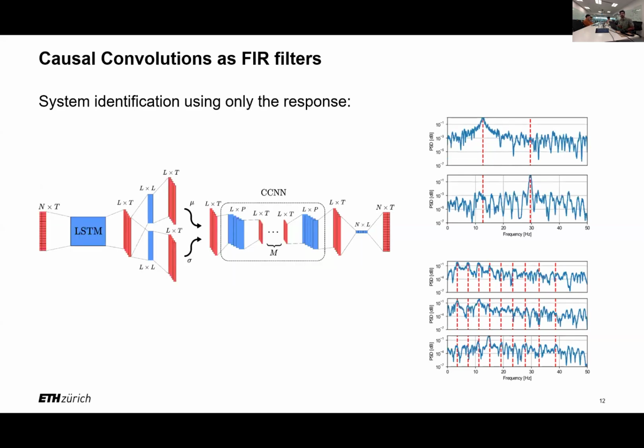And more interestingly, we can do this in an unsupervised fashion because usually we don't have the excitation of the system. So what we do is that we take the acceleration time histories, we use the LSTM to try to extract white features from the data. Then from these white features, we map them back to the original data. And then we look at the impulse responses of the different filters that are learned. And we can see that most of the modes, or at least the lower modes, are recovered by our filters.